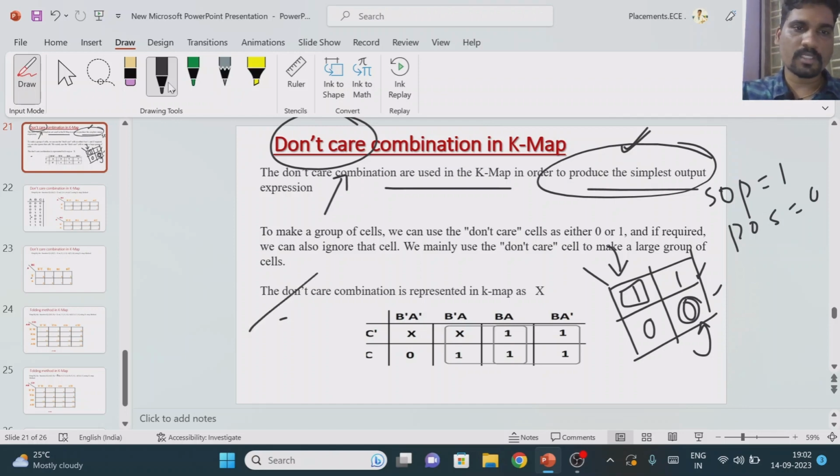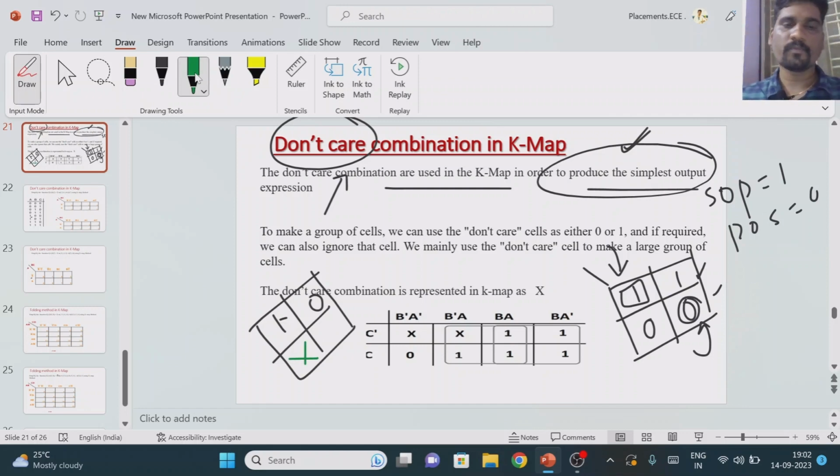Then how is the don't care combination represented? If it is SOP we represent 1, if it is POS we represent 0. So to represent the don't care, we are going to use a cross. This is one more new term added to the minimization of the K-map. Here it is represented with this symbol. Some people, instead of writing this cross, write a dash. That is also a correct representation. According to your requirement, you can consider either this one or this one, and they will be the same.